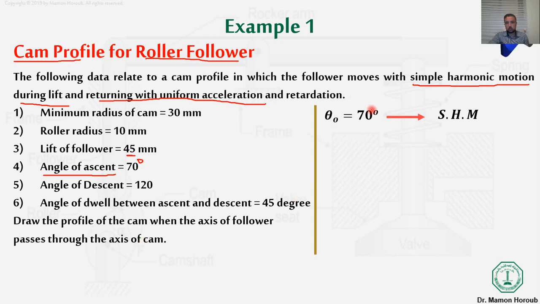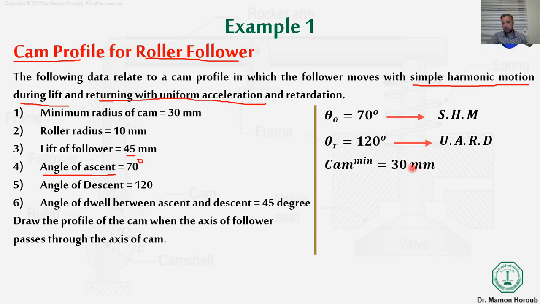So just to recap what we have said in the example, theta outstroke, or the rise, equals 70 degree, and the motion will be simple harmonic motion. So we will put S.H.M., and then the return period, or the descent, we will call it theta R, 120 degree, and the motion will be uniform acceleration or retardation, and the minimum radius of the cam equal 30 millimeter.